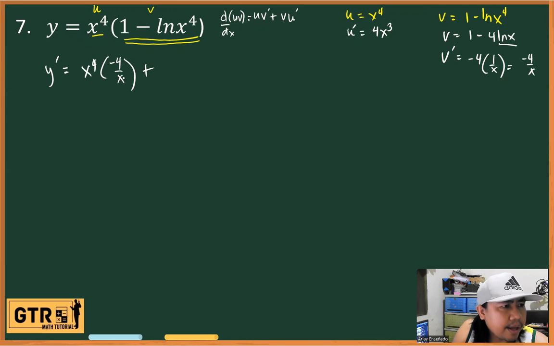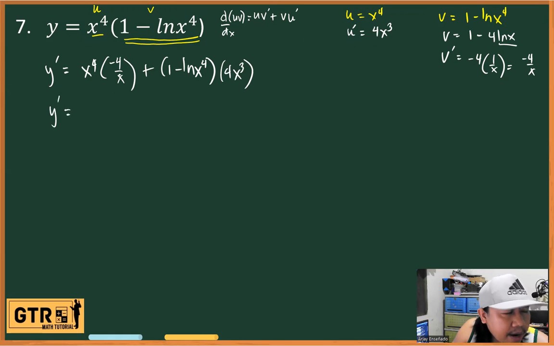So we have u and then v prime. So this is the v prime plus v. So the v is 1 minus ln x to the fourth times u prime. We have 4x cubed. Then let's just simplify. Y prime is equal to, so we can cancel this x to the fourth and x. So cancel 1 x in the denominator. Just subtract 1 from the exponent, x to the fourth. So that will become x cubed. So we have negative 4x cubed. Okay? Plus, we have 4x cubed times 1 minus ln x to the fourth.